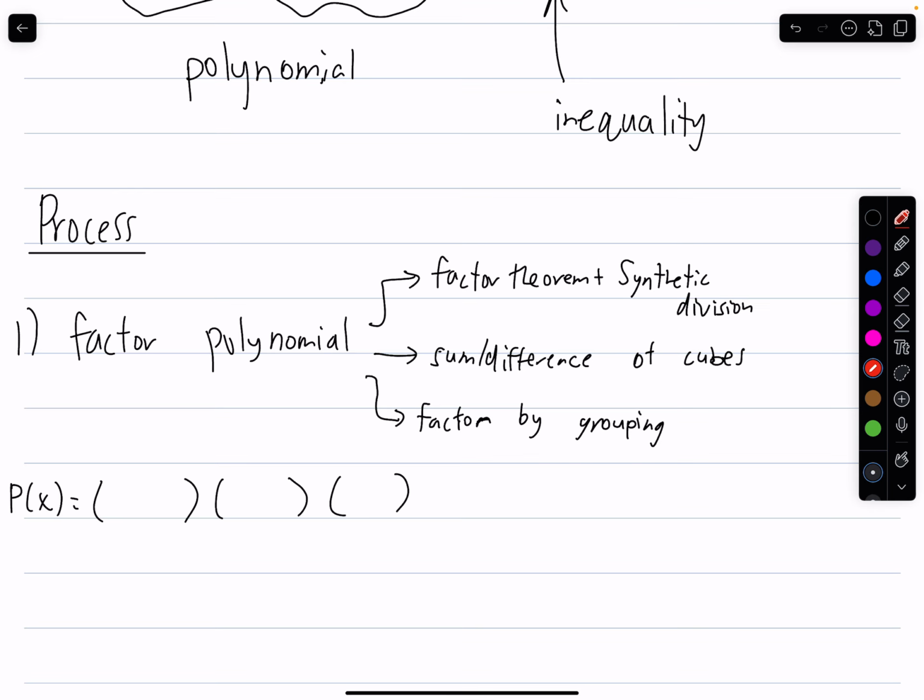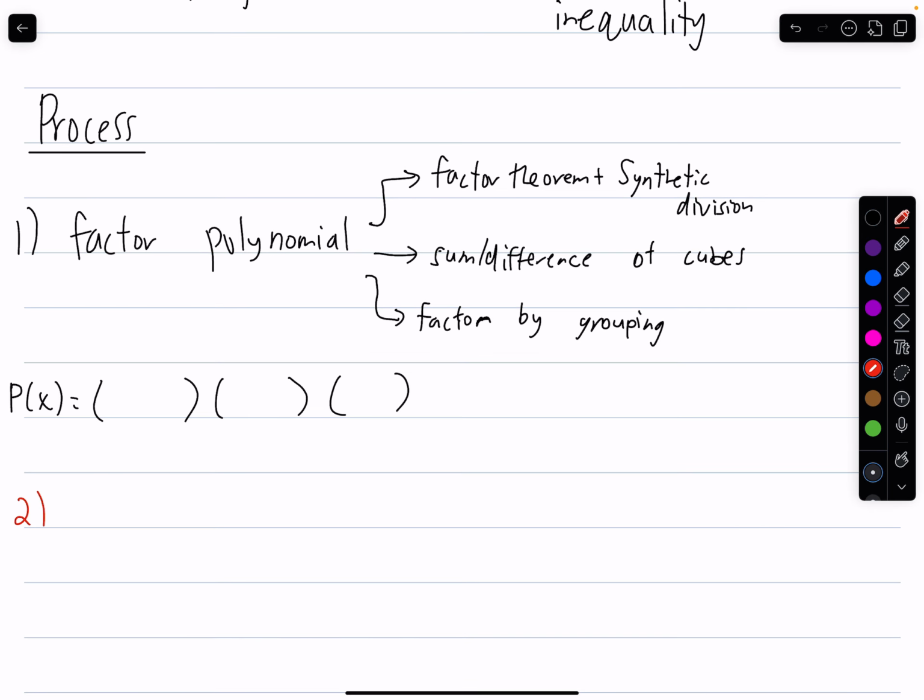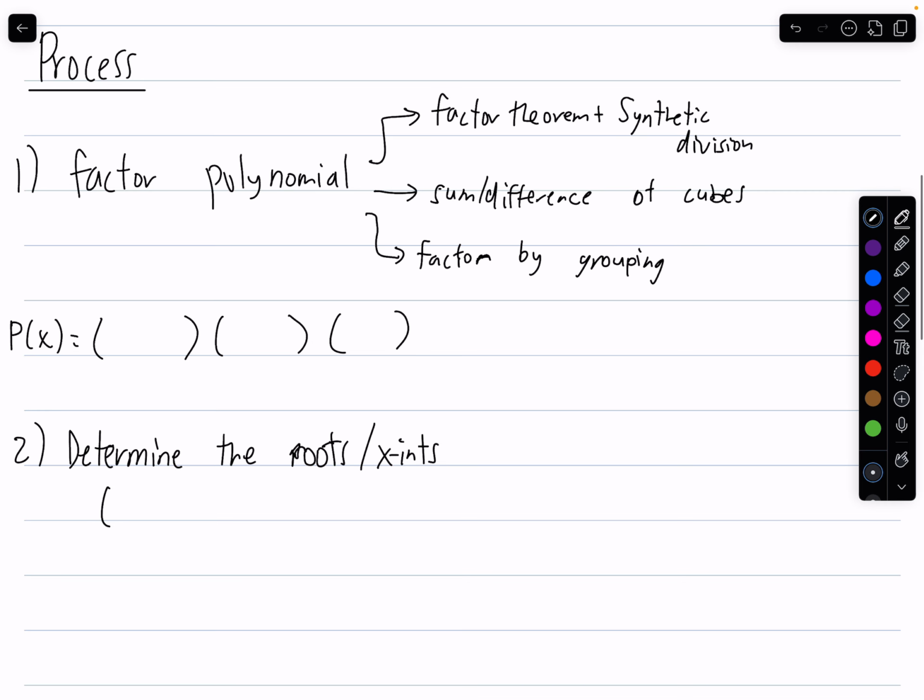Now, the second thing you want to do once you factor it is you have to determine the roots. Now, what are the roots? The roots are the same thing as saying the x-intercepts. So for example, if you had a polynomial that looked like x minus 1, x plus 2, and x minus 3 after you factor it, then we know we can get the roots x equals 1, x equals negative 2, x equals 3.